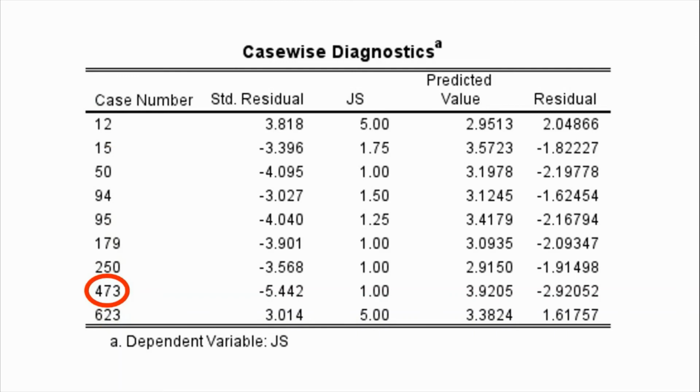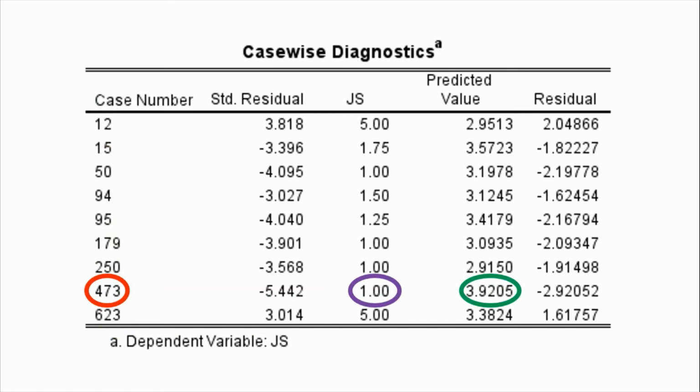This case, or this person I should say, recorded a job satisfaction score of 1. But our model predicted a value of 3.92. Our model clearly did not predict this case or person's score very well, right? Now, what we want to find out then is whether this strange case is having any undue influence on the results for our model as a whole.